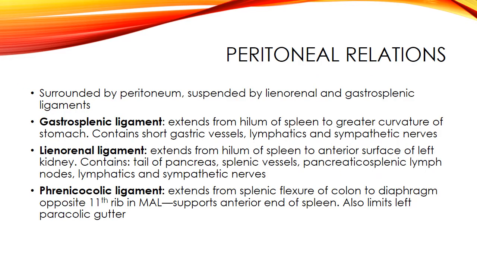So the spleen is an intraperitoneal structure. It is surrounded by peritoneum, and it is also suspended from it by the lienorenal and the gastrosplenic ligaments. These are two peritoneal reflections or peritoneal ligaments which are basically suspending the spleen inside the peritoneal cavity.